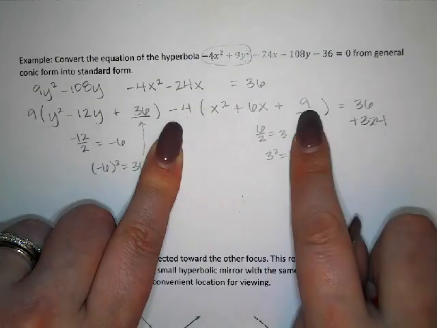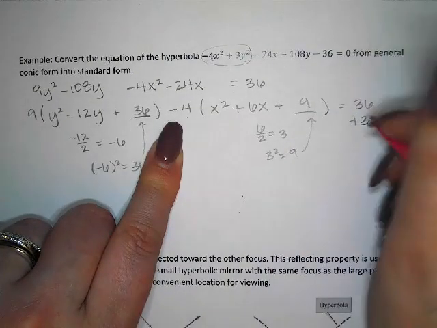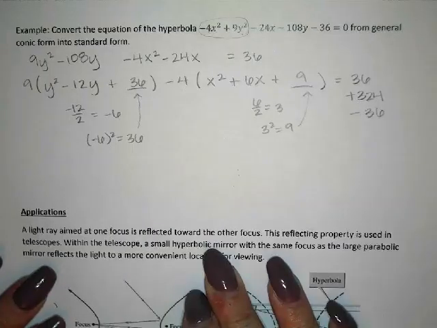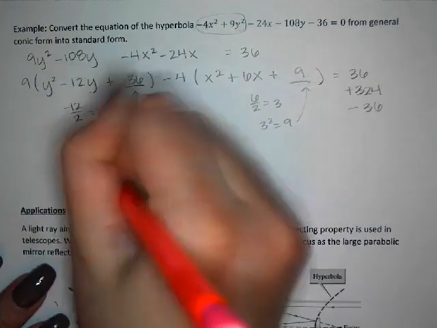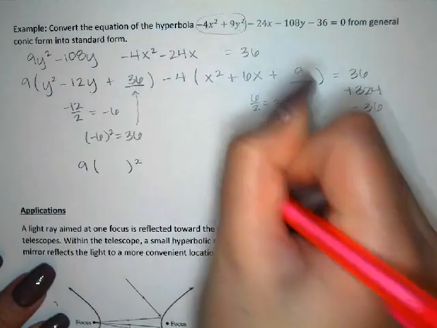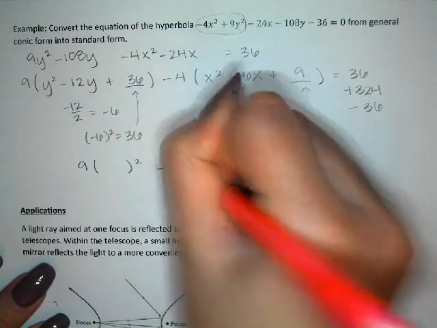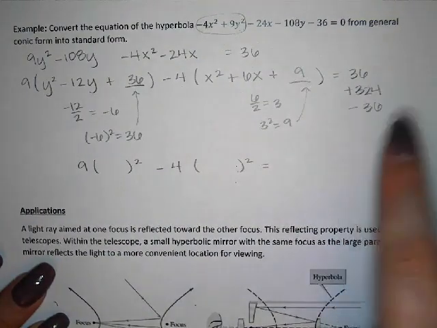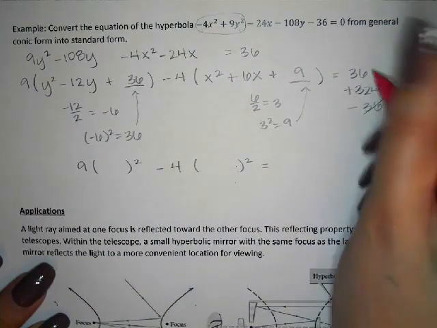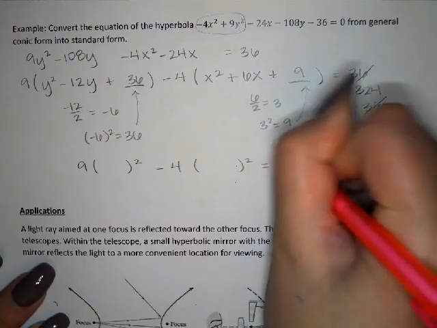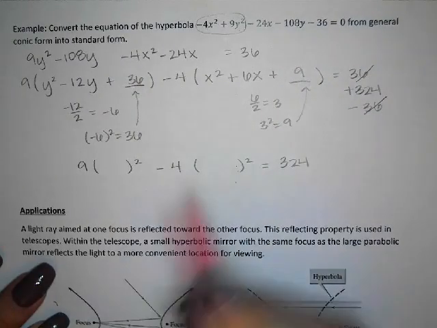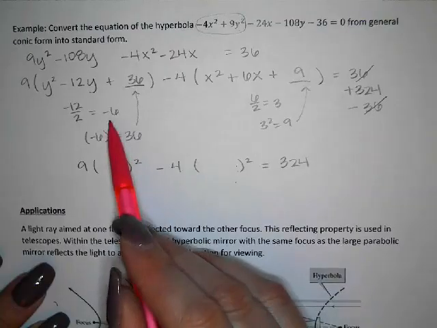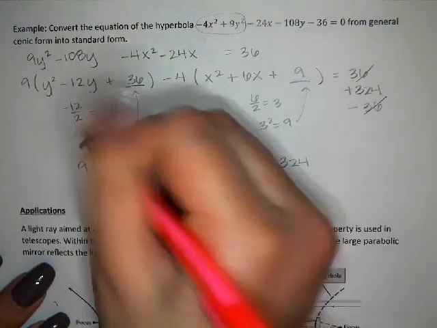Okay, so now I have 9 and then parentheses squared minus 4 parentheses squared equals a number over here. And I can tell this number over here pretty easily because those cancel. So 324. Okay, so for my parentheses, I just look back up at what I got when I divided by 2. I got -6, and so this one is y minus 6. When I divided by 2, I got +3, so that's x plus 3.